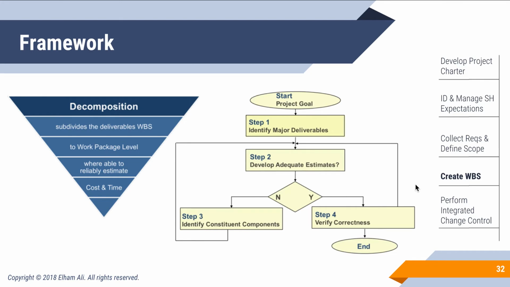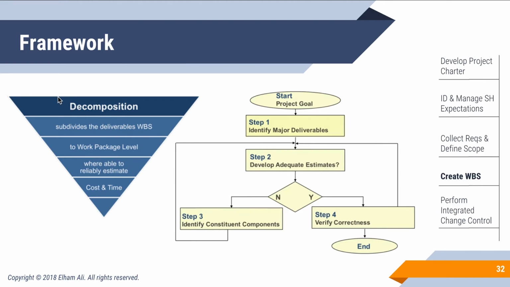So to give you a framework on what this would look like, decomposition is the main tool to break down the project goal to major deliverables into adequate estimates. And this is a process that involves heavily your team to get buy-in. And this is one that I've used for a while and I found extremely helpful, in which it allows you to identify your components to the most detailed level possible.